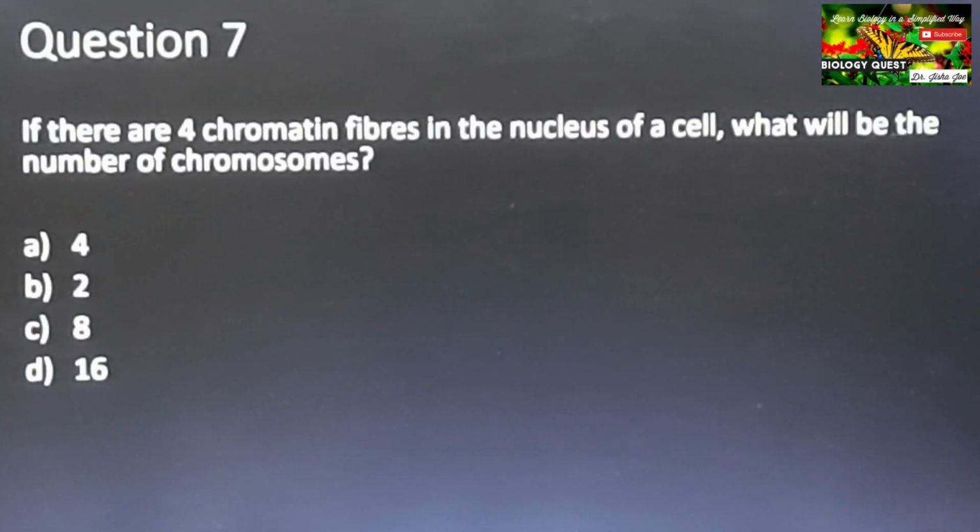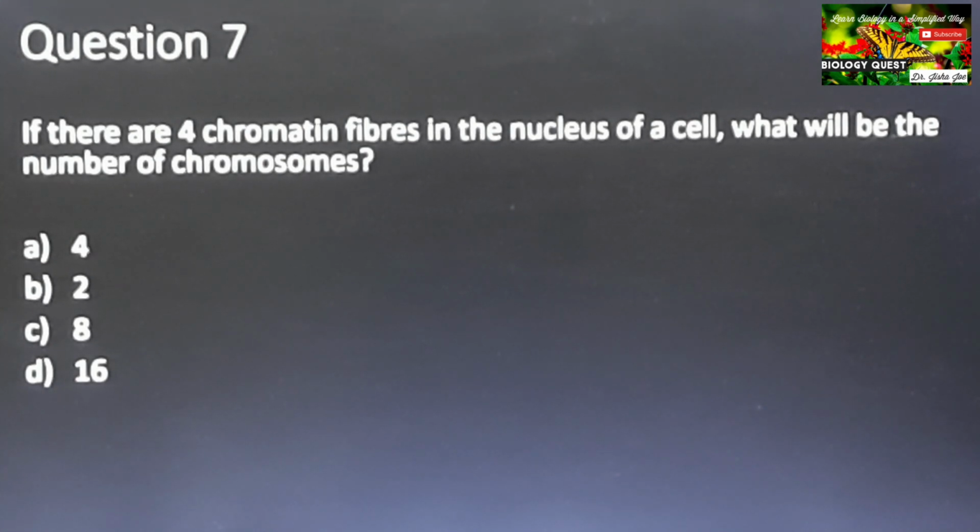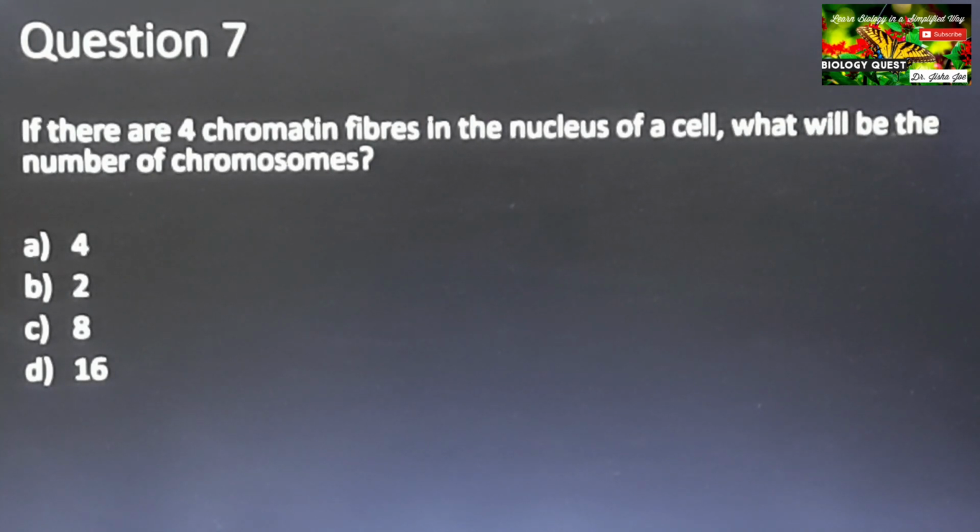Question 7. If there are 4 chromatin fibers in the nucleus of a cell, what will be the number of chromosomes? We have already seen what are chromatin fibers and what are chromosomes. What are chromosomes? Actually, chromosomes are condensed coiled chromatin fibers. So, as the cell proceeds towards the cell division stage, each chromatin fiber condenses and coils to form the chromosomes. Okay, so here the question is, if there are 4 chromatin fibers in the nucleus of a cell, what will be the number of chromosomes? Option A 4, B 2, C 8 and D 16.